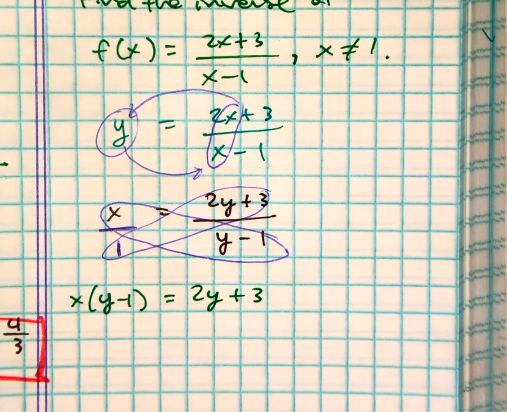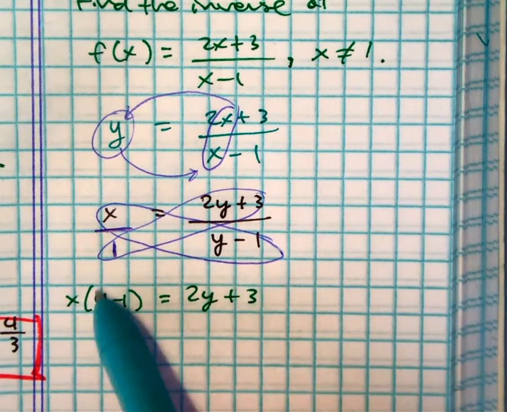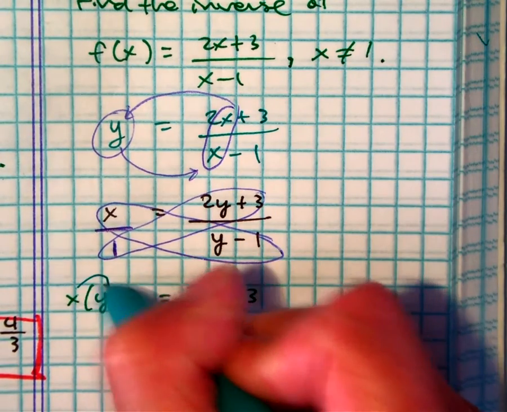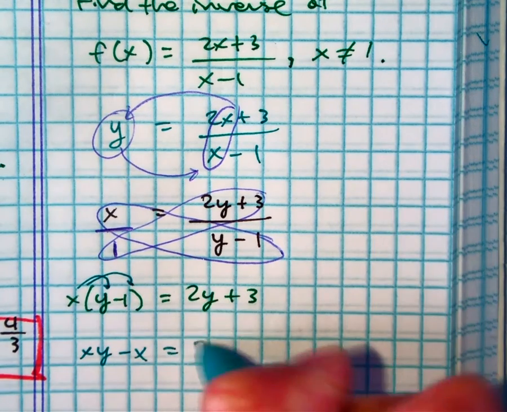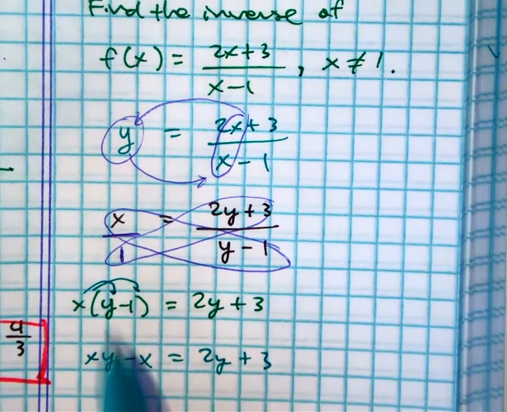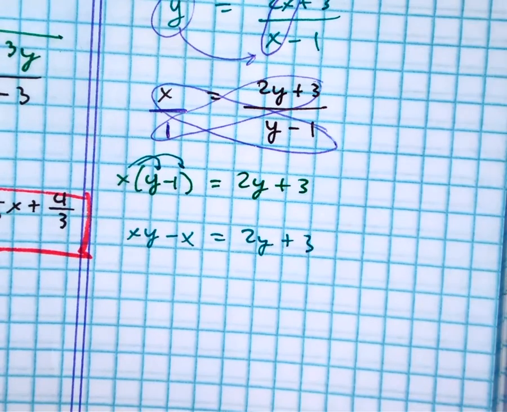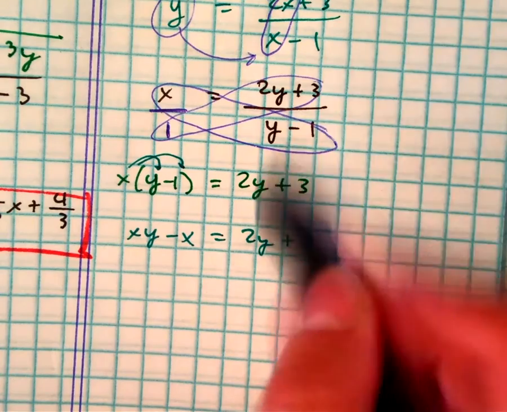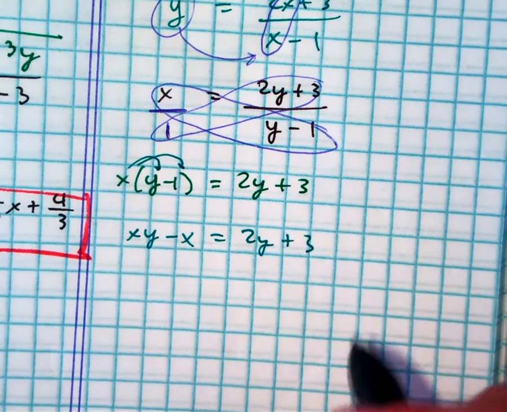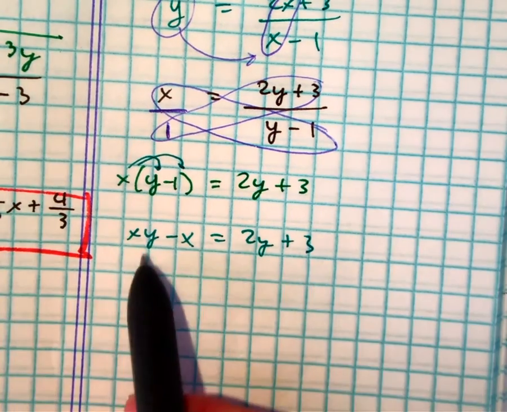Okay. Here, I think I'm going to distribute. So I get xy minus x equals 2y plus 3. So I just distributed. Now I'm going to get the y's together. Which way do you guys want to go? Subtract xy or subtract 2y?